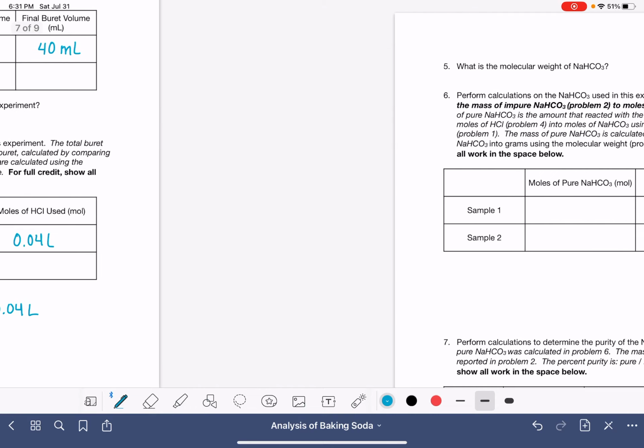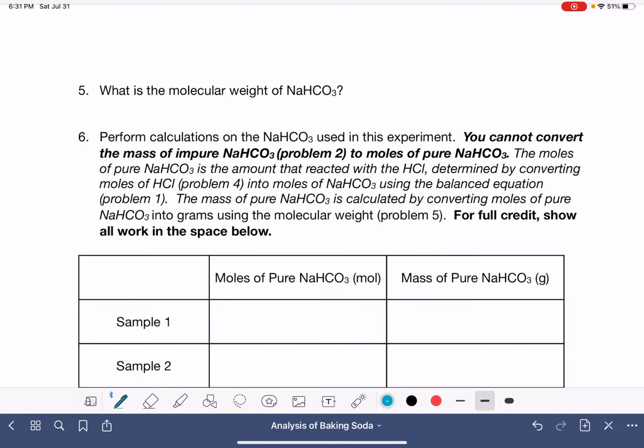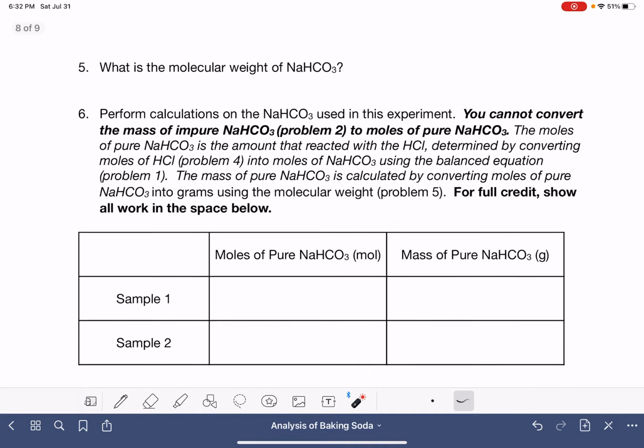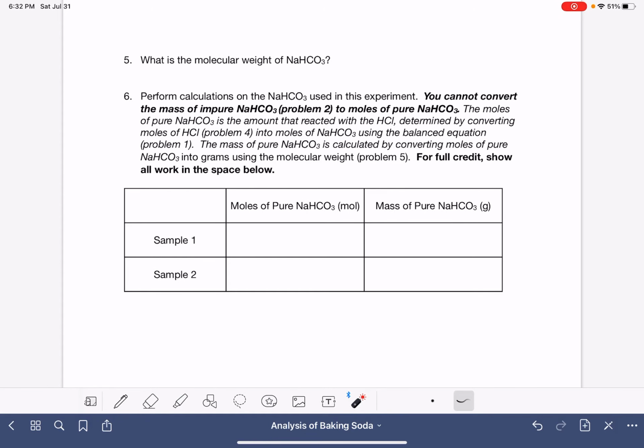So then what we're going to do is calculate the molecular weight of sodium bicarbonate, NaHCO3. You can either add up all of these individual atomic masses, or you can just look it up on the internet. And then we are going to calculate the moles of pure NaHCO3. Now, this is something that quite a few students get messed up on.